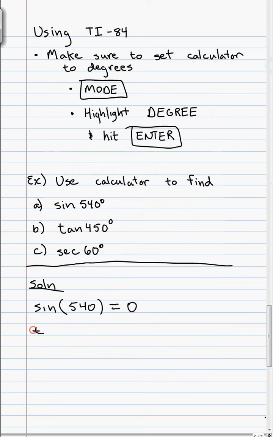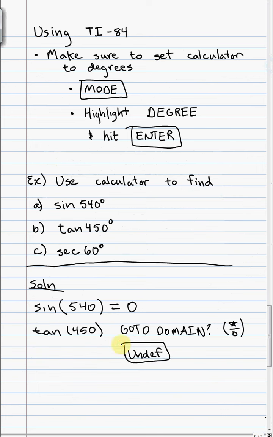Now, when you hit tangent of 450, again, tangent's one of the buttons on your calculator. So you press tangent 450, close your parenthesis, and it says domain error. What does that mean? Well, the domain error that we're talking about here is dividing by 0. We talked about this on the previous screen, that when you divide by 0, that means that you're undefined. So we would just say that this is undefined if we saw this on our calculator.